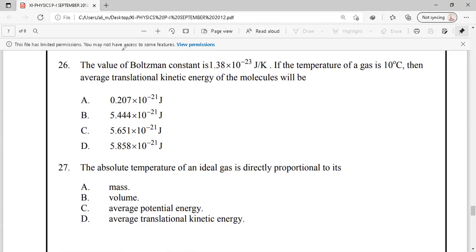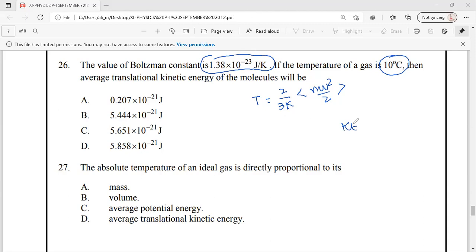The value of the Boltzmann constant, K, is equal to 1.38 × 10^-23 joules per Kelvin. The temperature of the gas is 10 degrees, and we have to find the average translational kinetic energy of the molecules. The formula is T = (2/3K) × (mv²/2). Here T is the temperature in Kelvin, K is our Boltzmann constant, and mv²/2 is the average translational kinetic energy.